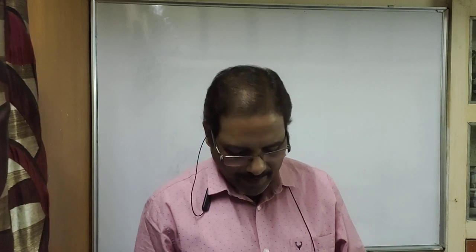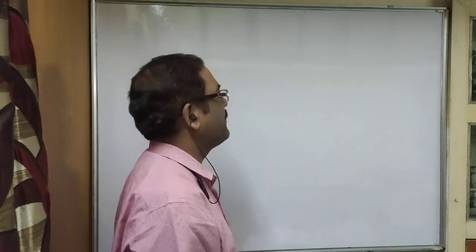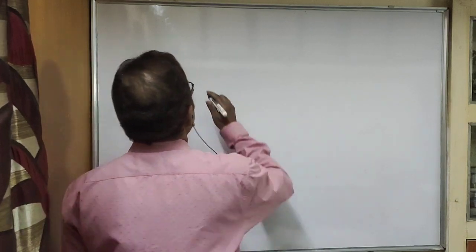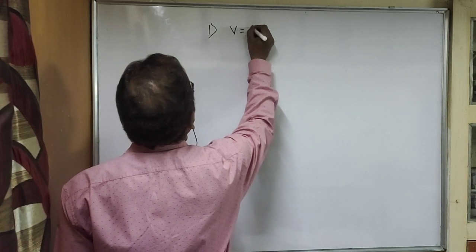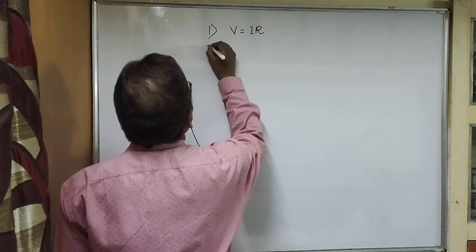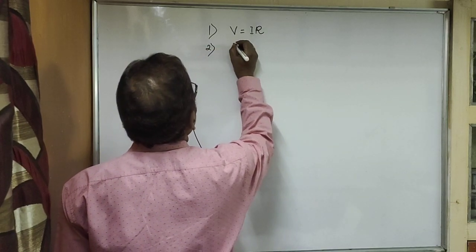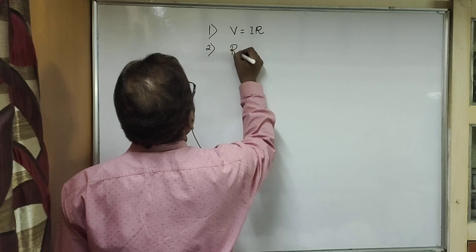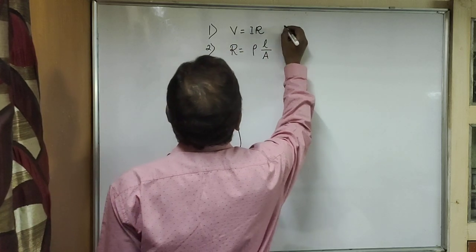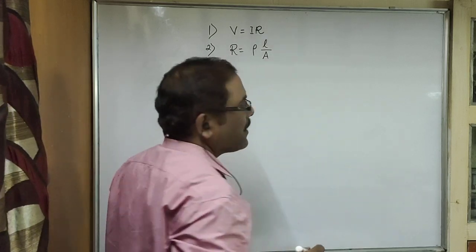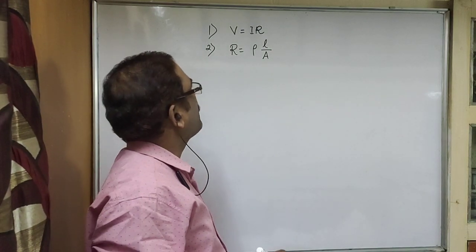Good morning, children. Today we will discuss the numericals based on the formula which we have derived in the last class. As you remember, so far we have derived this formula. First one from Ohm's law, V is equal to IR. Second formula that we have derived, that R is equal to rho L by A. So we will discuss the numericals based on these two formulas.